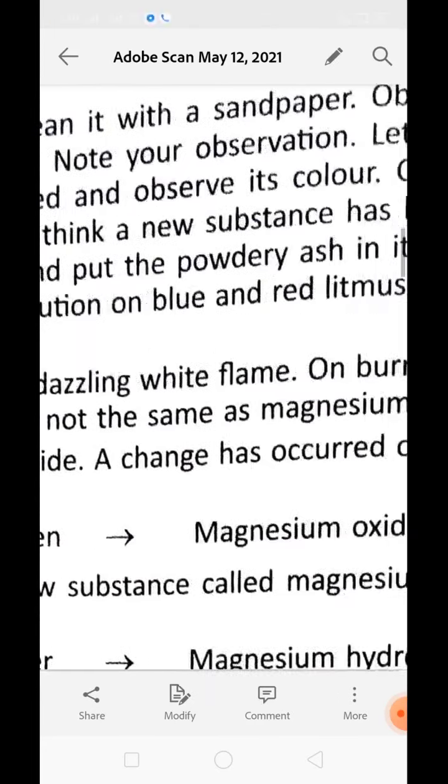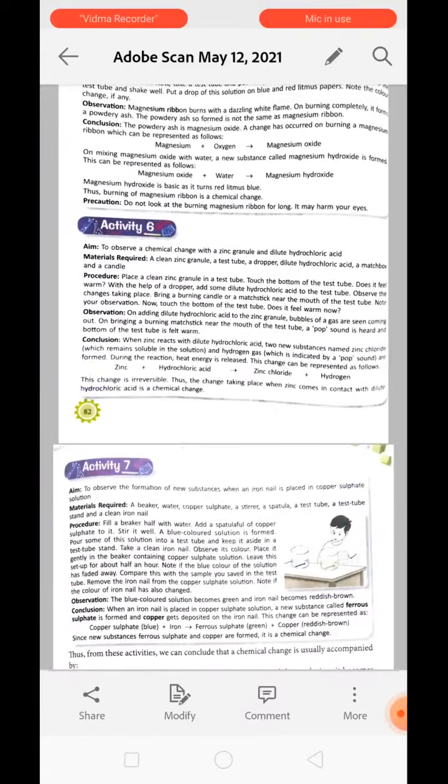Now see over here. Third, reacting zinc with diluted hydrochloric acid. Now move back again to the reaction zone. Zinc plus dilute hydrochloric acid, you will write the reaction of activity number 6. Zinc plus hydrochloric acid is equal to zinc chloride plus hydrogen. What will you write? Zinc plus hydrochloric acid is equal to zinc chloride and hydrogen. Okay, now next question.